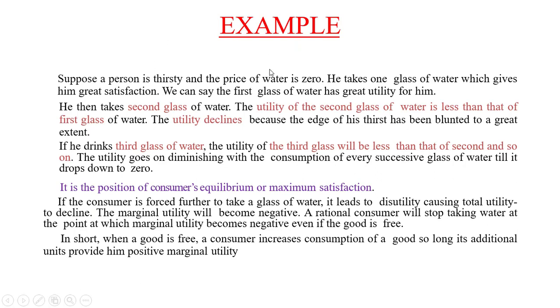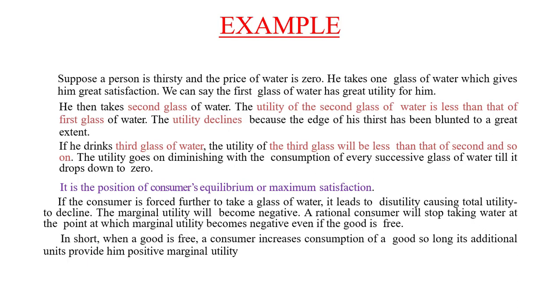Now here is a very good example. As I have already given you an example of tea, now here one example is given about water. Now you see here, suppose a person is thirsty and the price of water is 0. You are very thirsty and you want water, and the price of water is 0, so you want to take the water. He takes 1 glass of water, which gives him great satisfaction because you are thirsty. If you are thirsty, you need a glass of water, right?